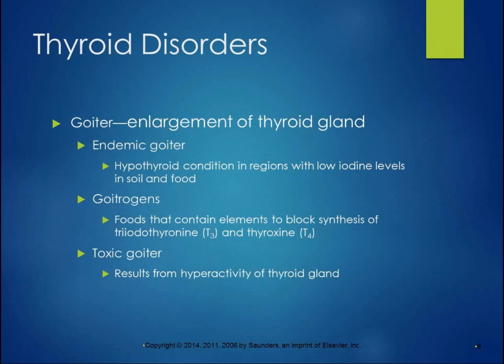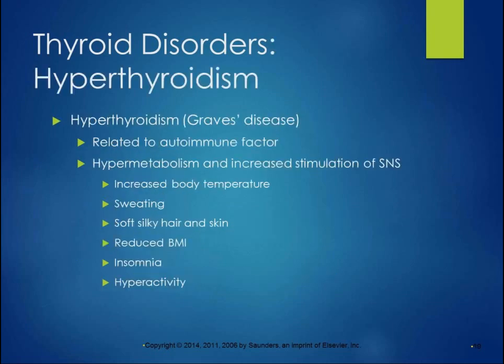Goitrogens are foods that contain elements that block the synthesis of some of the thyroid hormones, and those cause enlargement of the thyroid gland. Sometimes you get a toxic goiter that results from hyperactivity of the thyroid gland, and that can be caused by a tumor as well. So hyperthyroidism, too much thyroid, is called Graves' disease.